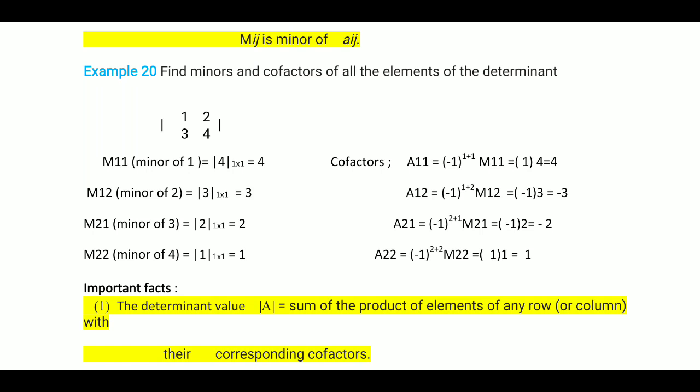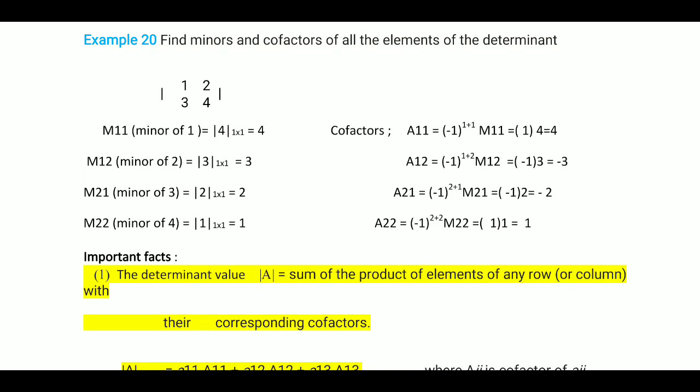Similarly, M21 means the element of second row and first column, that is 3. So the minor is found by removing the second row and first column. When you remove the second row and first column, you get only 2. So the minor of 3 is equal to 2, or M21 is equal to 2.